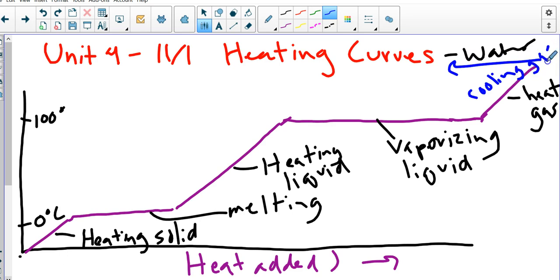This would be cooling gas, right? And this is called condensation. Condensation is where you make little water droplets, like on the side of your cup when it's cold and the air is warm, like in the summertime in Georgia. Right? This right here is cooling liquid.